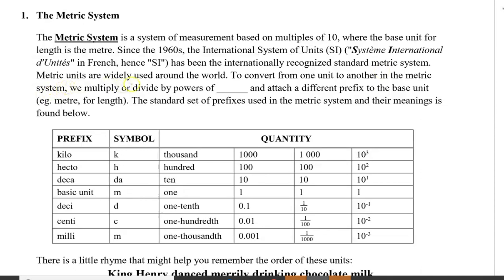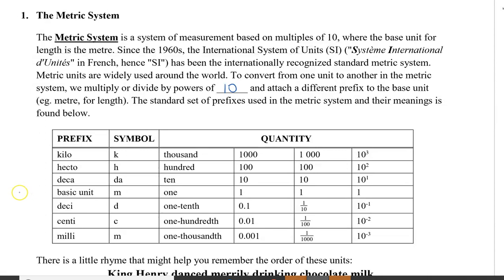Metric units are widely used around the world, although in the United States they use the imperial system, and often in Britain as well. To convert from one unit to another in the metric system, we multiply or divide by powers of 10, and attach a different prefix to the base unit. For example, for length we use meter, and for volume we could use liter. The standard set of prefixes used in the metric system and their meanings is found below in this chart.